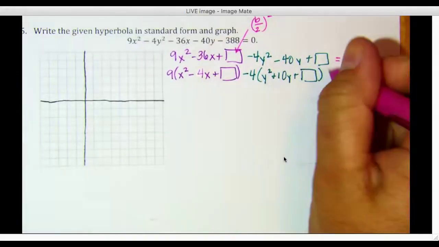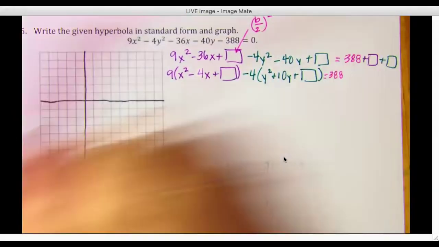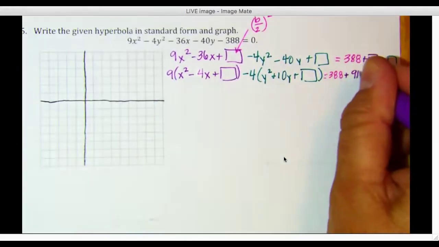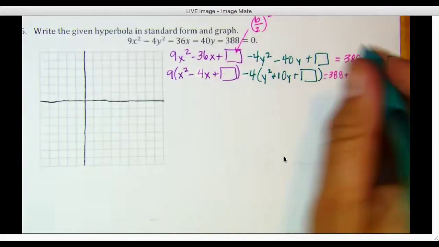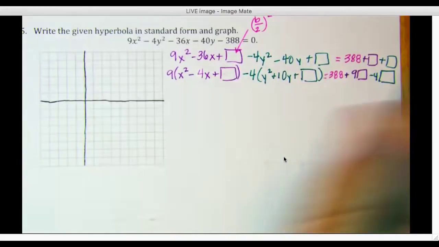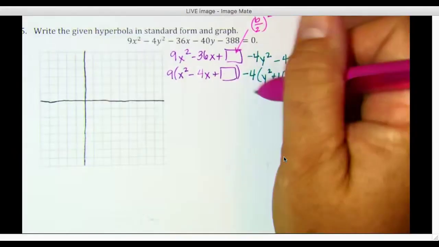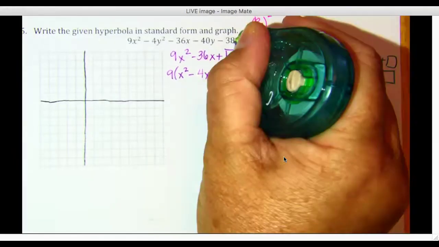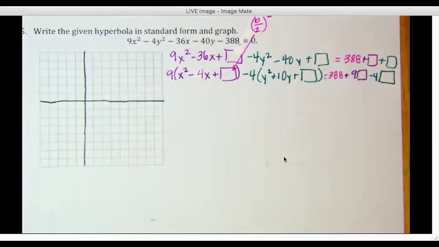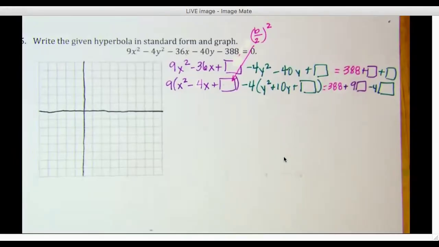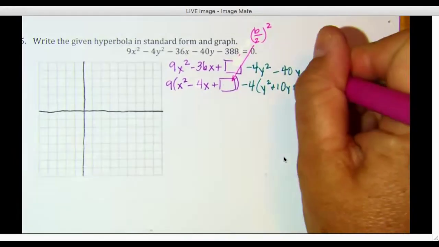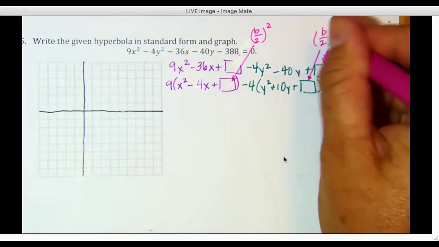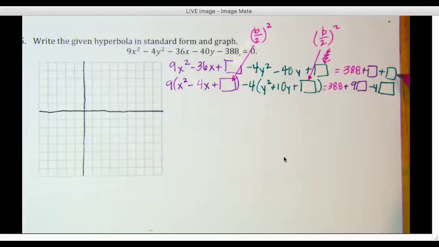And then on the other side, I have 388, and then what I'm really adding to this side is 9 times that something. And then what I'm really adding over here is -4 times that something. Now, again, what's going in that box is b squared, or b divided by 2 squared. And that's also what's going in here, for this b value. And that's also what's going over here.